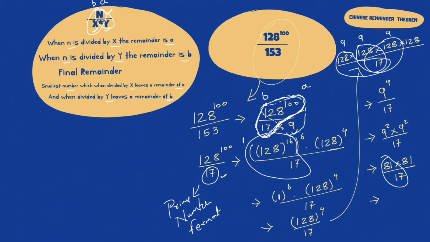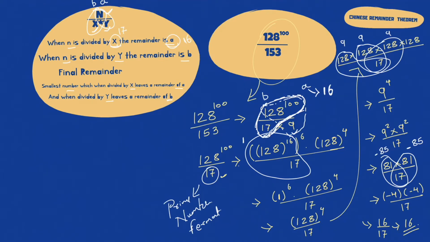Now I can get 81 square and solve, but I'll solve this by negative remainder. 17 multiples go beyond 81: minus 85, minus 85. What is 81 minus 85? Minus 4, so minus 4 into minus 4, which is nothing but 16 divided by 17. So my answer for this is 16. So I get my a. What is my a right now? My a is nothing but 16, and my x is 17. My n is 128 raised to 100. Just remember how you put everything there.